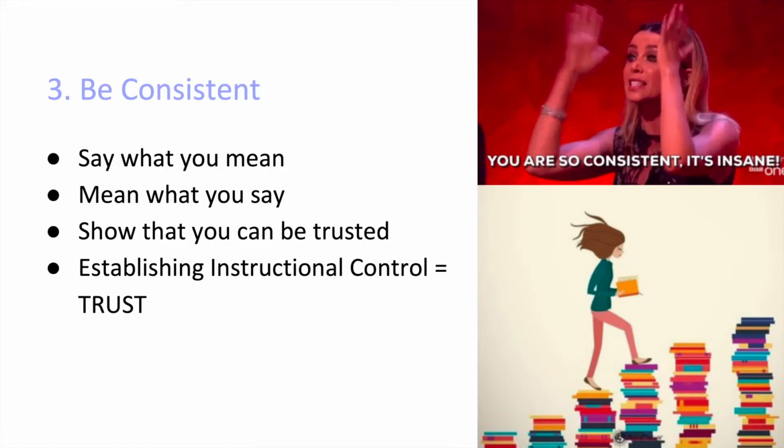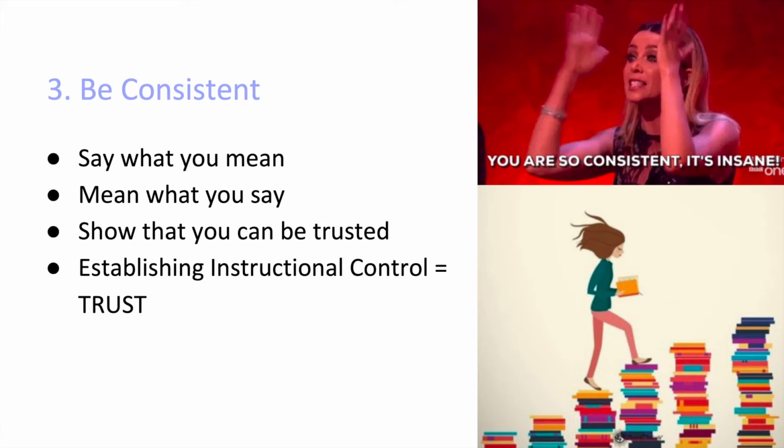The third step to gaining instructional control is to be consistent. Show the student that you can be trusted. Always say what you mean and mean what you say. Follow through with your expectations. No access to reinforcement should be granted unless directives have been followed. Deliver the reinforcer quickly after the completion of the task.